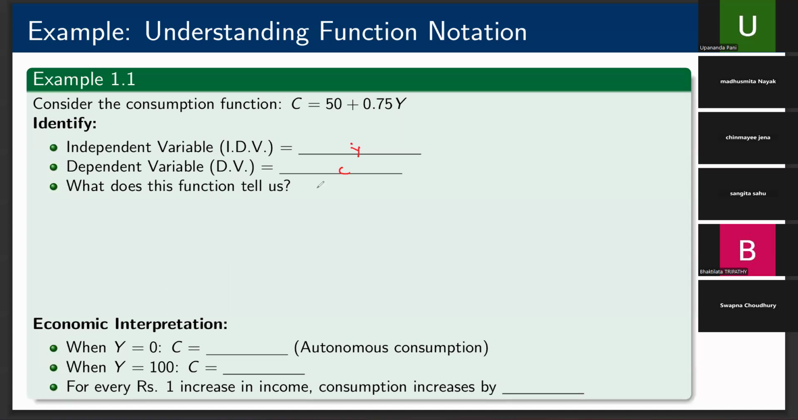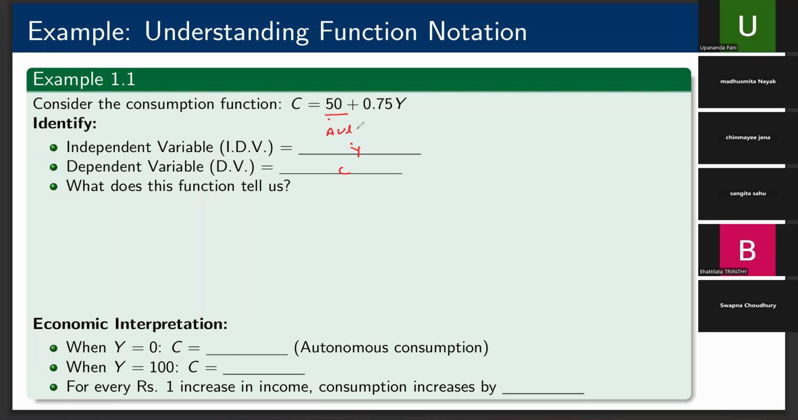It simply says that my consumption, how much I consume, depends on my income level. Simple. This is the dependent and independent variable. Clear? Next, look here. What are the other values? This 50 is a constant. 0.75 is a constant. What do this 50 and 0.75 explain here?